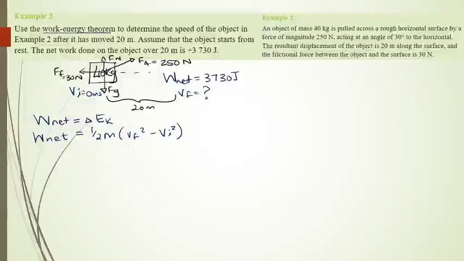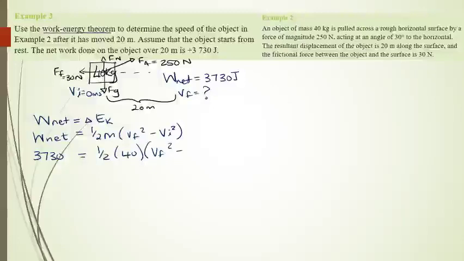So what do we end up doing? The mass doesn't change, it stays the same for both of these items. I can take a half out, it doesn't confuse me at all. What is my net work? Well, my net work is a positive 3,730 joules. And my mass is 40 kilograms. My final velocity squared is what I'm looking for.